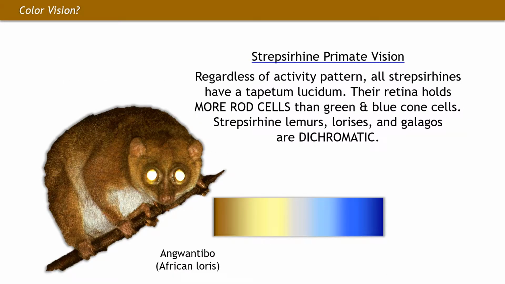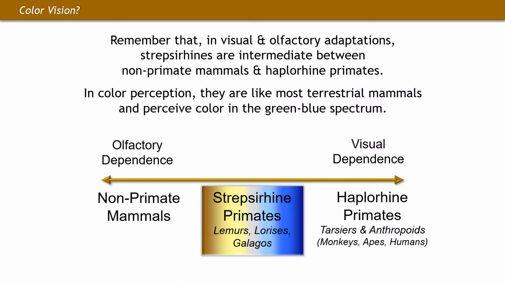Strepsirrhine primate vision. Regardless of activity pattern, all strepsirrhines have a tapetum lucidum. Their retina holds more rod cells, so light-sensitive cells, than green and blue color cone cells. Strepsirrhine lemurs, lorises, and galagos are dichromatic, just like a dog. Remember that in visual and olfactory adaptations, strepsirrhines are intermediate between non-primate mammals and haplorhine primates. In color perception, they are like most terrestrial mammals and perceive color in the green-blue spectrum.